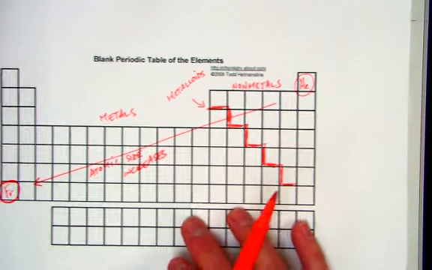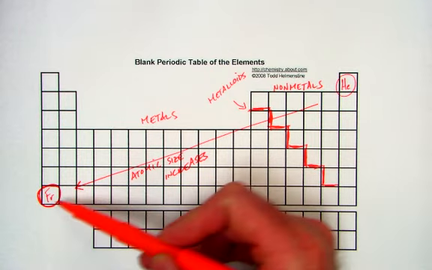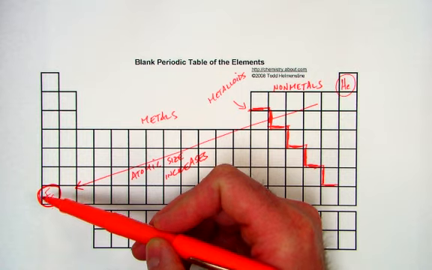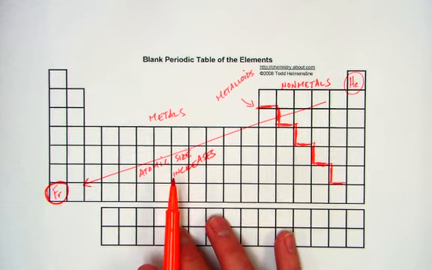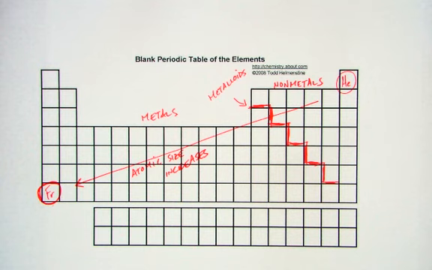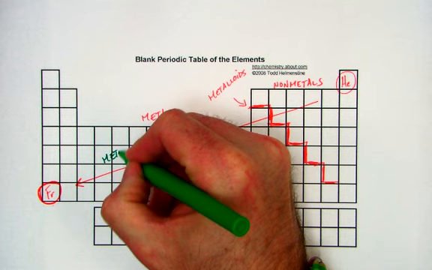When you have really, really big atoms like you do down to the left, it's very easy for them to lose electrons. That makes them very, very reactive. So since the atom gets bigger, let's go ahead and write that the metal reactivity increases.